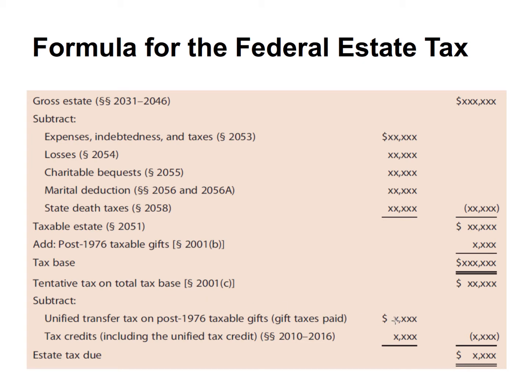We subtract out any tax credits and the unified credit amount, which applies to both gifts and estates. So upon death, with the estate tax, we add in the gifts that were made, and we recalculate the tax, and then we subtract out the actual unified tax credit amount. And that gives us our estate tax due. So this is the unified transfer on gifts, and then this is the tax credit, including the unified tax credit. I apologize, that was a little jumbled earlier, but those are the two different things that we subtract out of there. That gives us the estate tax due.